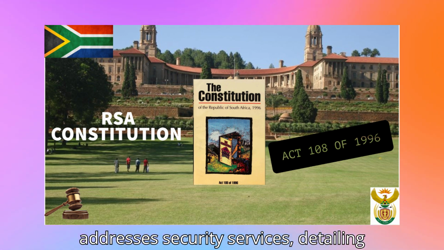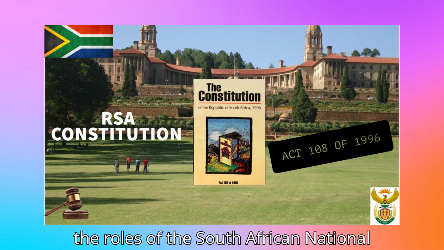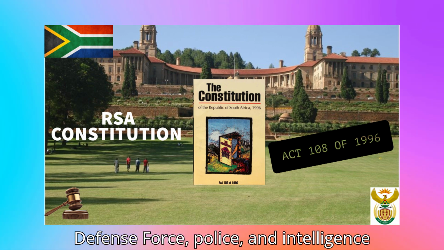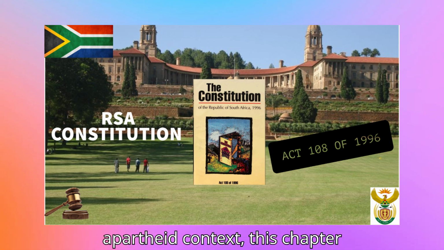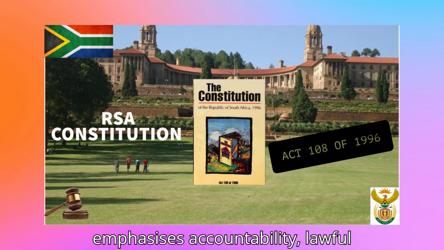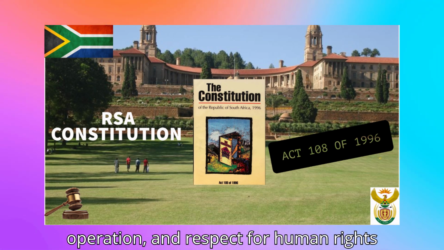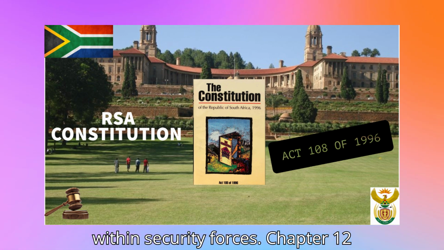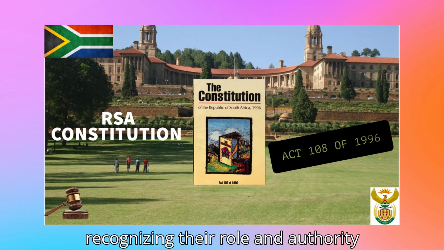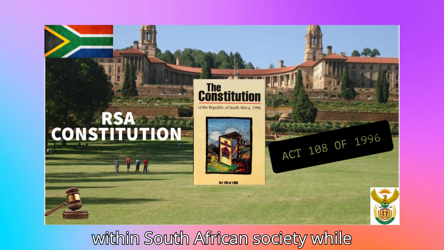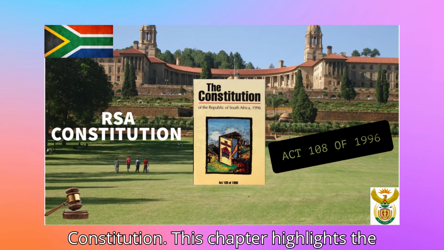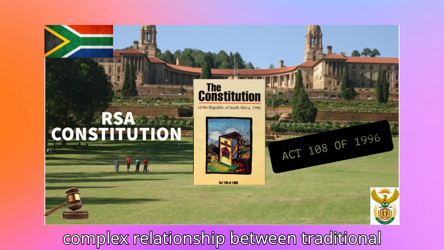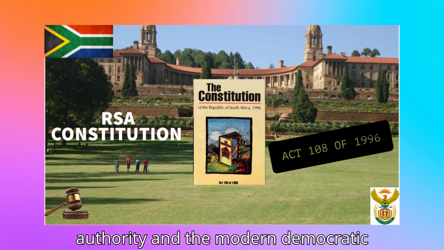Chapter 11 addresses security services, detailing the roles of the South African National Defence Force, police, and intelligence services. Given the Constitution's post-apartheid context, this chapter emphasizes accountability, lawful operation, and respect for human rights within security forces. Chapter 12 addresses traditional leaders, recognizing their role and authority within South African society while ensuring they operate within the Constitution. This chapter highlights the complex relationship between traditional authority and the modern democratic state.